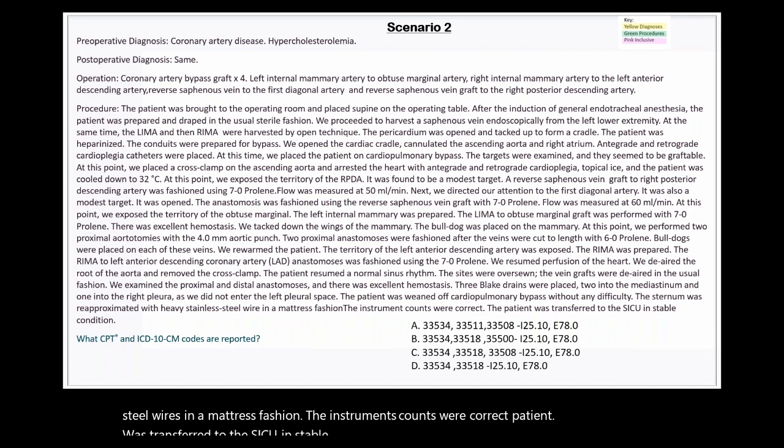So what CPT and ICD codes are reported for this scenario? Beautiful. I can see answers already coming in the chat. Great, great. So class, you have 2.5 minutes more to answer the scenario, and your time starts now. All the best, class. Give your best answers in.